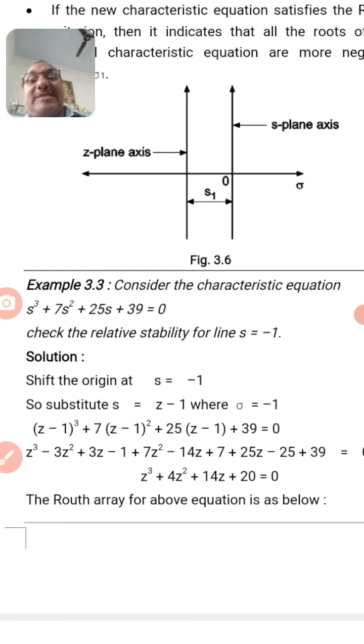This is just like X plane, Y plane, Z plane, like that we have mentioned Z plane axis because it is transferred from S plane S is equal to 0 to S is equal to minus 1. Now the new axis at S is equal to minus 1, we are calling it the Z plane axis, because we want to find out relative stability. Normally we find out stability with reference to S is equal to 0. Now we are finding out relative stability at S is equal to minus 1. With reference to minus 1, how many poles lie on the left hand side of the S plane, that we are going to learn.